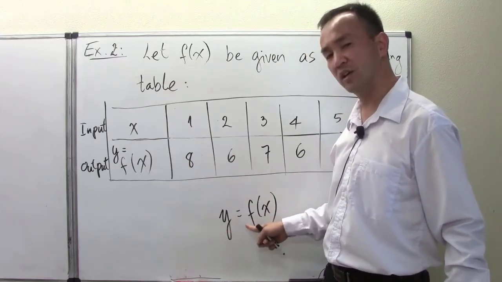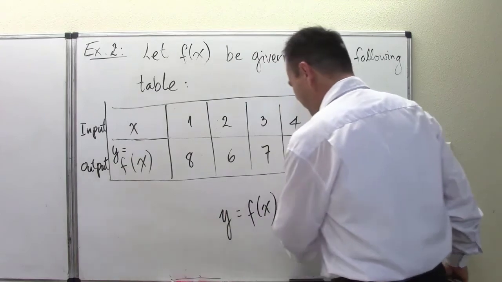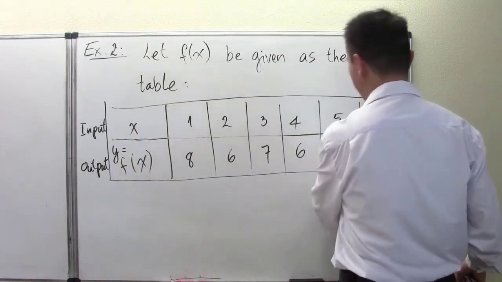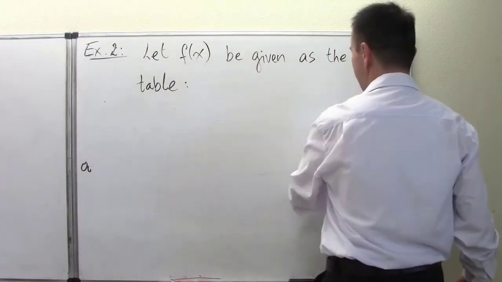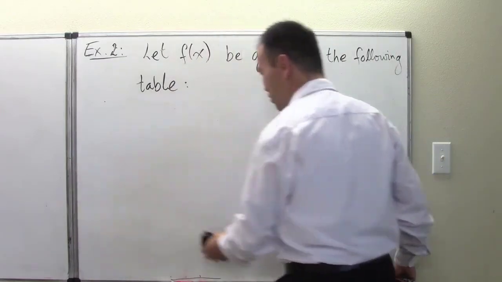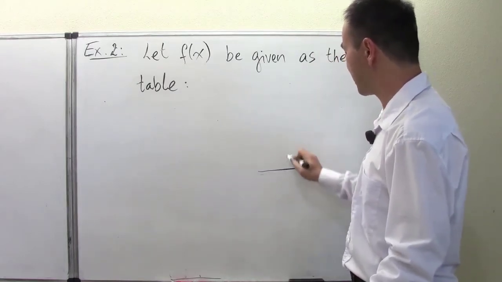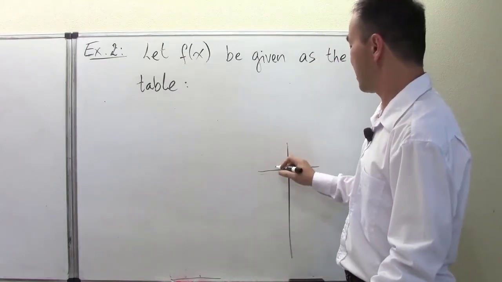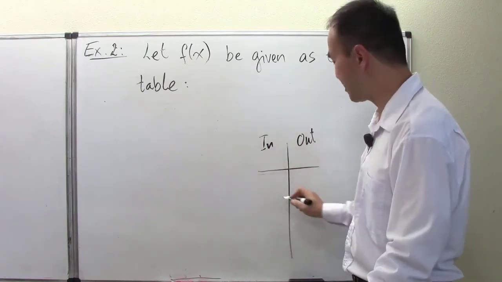So y equals f of x. Okay, all right, so now that's the end of our example. And then this, needless to say, the table itself defines the function and also represents the function. So another way of saying it, you can rewrite the table as following: input, output, right? Similar to what I've done earlier.